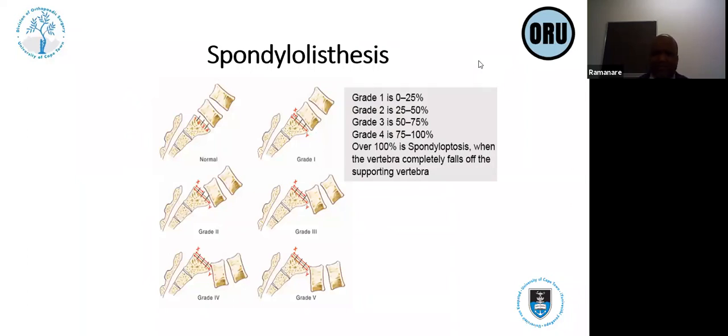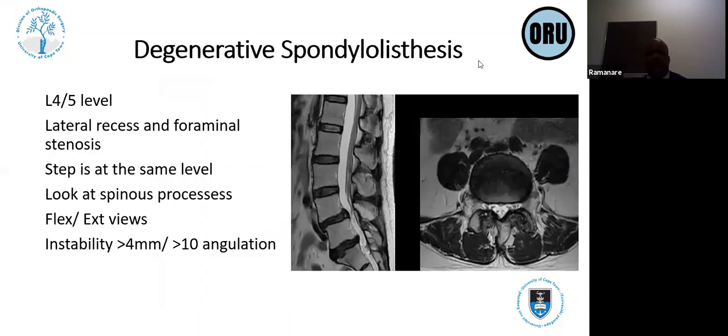Just quickly looking at the grading, the Meyerding grading, which is something you must know. Spondyloptosis is grade 5, 100% loss. For the degenerative type, it normally stabilizes, normally at grade 1 or grade 2. They normally don't slip all the way forward. They may display features of instability in motion, but they normally don't progress. If you're looking at a grade 3 or grade 4, you have to look for other causes, maybe a pars fracture, or another reason that's causing a severe slip. Looking at degenerative, it's usually at the L4-L5 level.